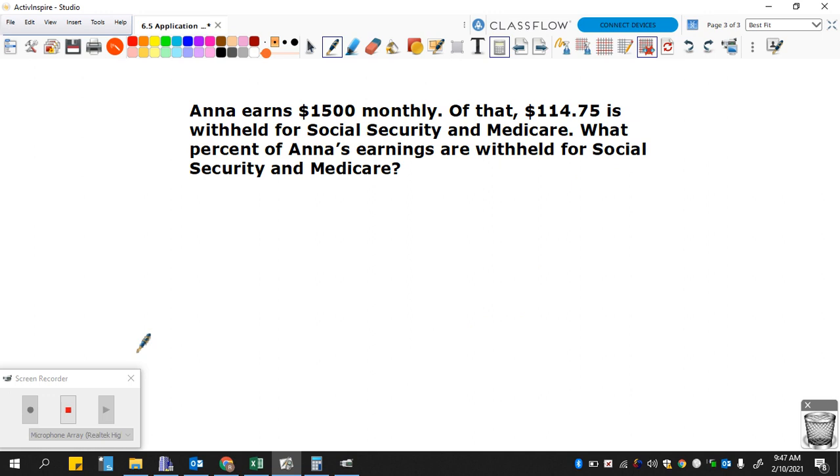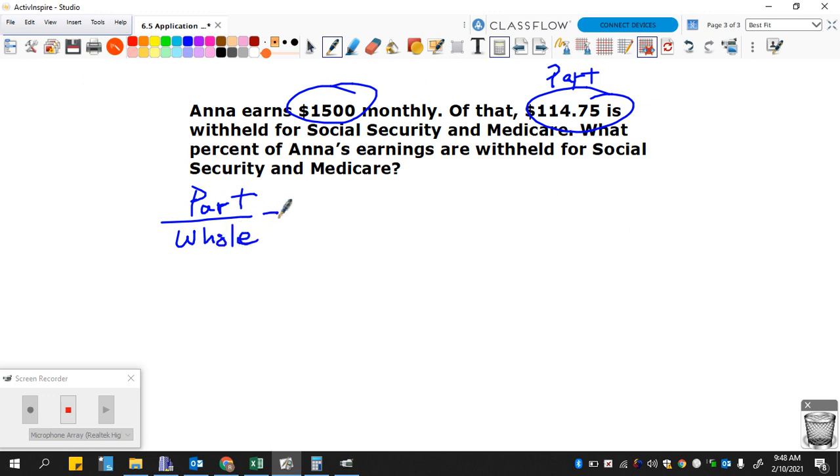And the last problem: Anna earns $1,500 monthly. Of that, $114.75 is withheld for Social Security and Medicare. What percent of Anna's earnings are withheld for Social Security and Medicare? Well, there again, we're given the total amount and we're given the part. So remember, part divided by whole is equal to percent over 100.